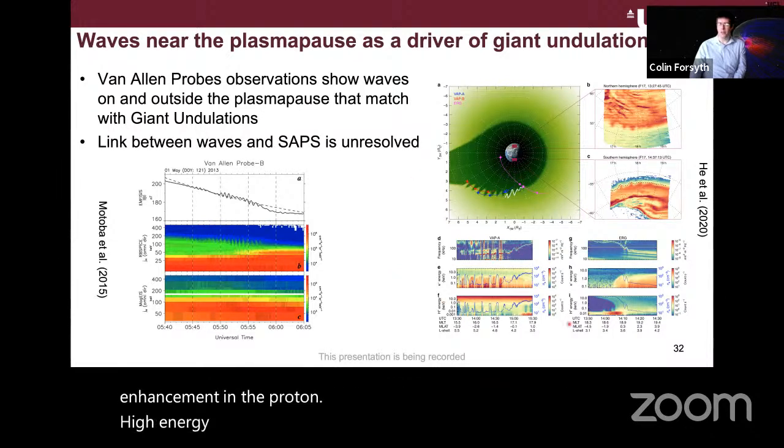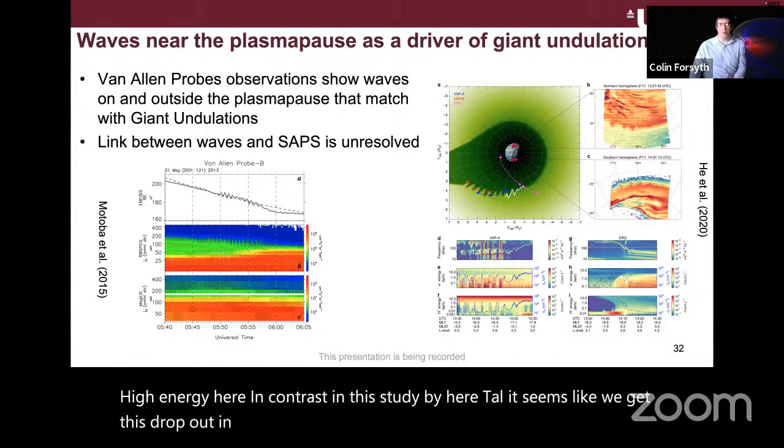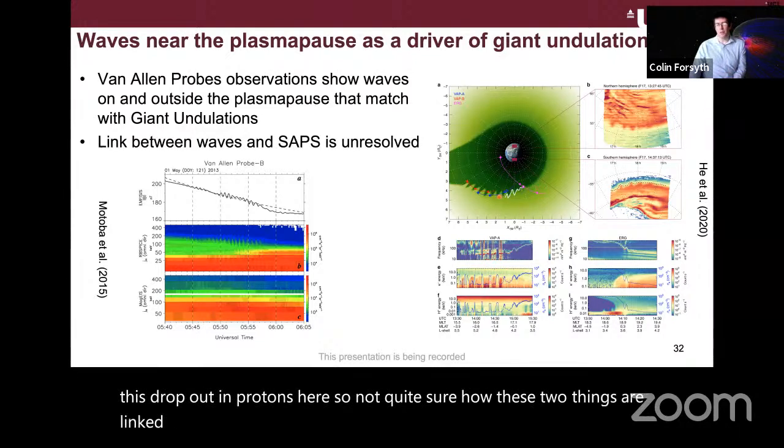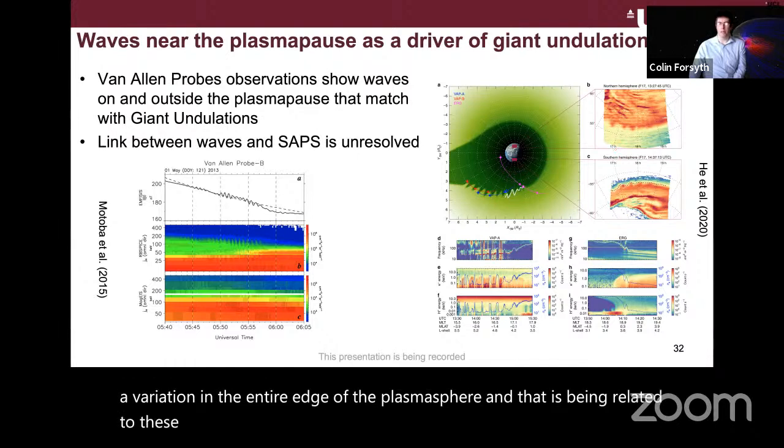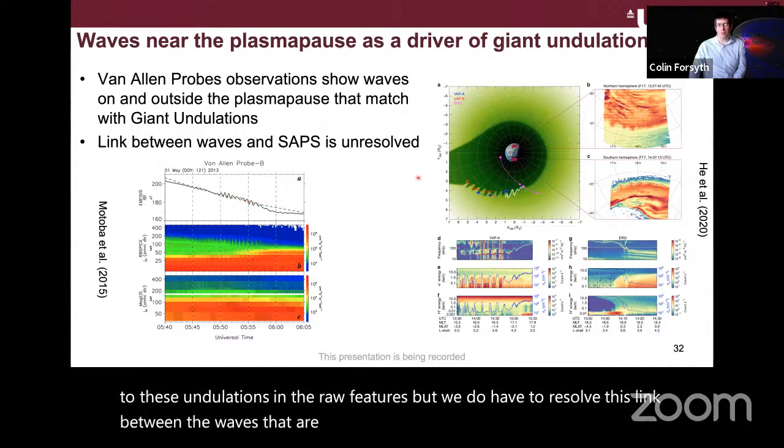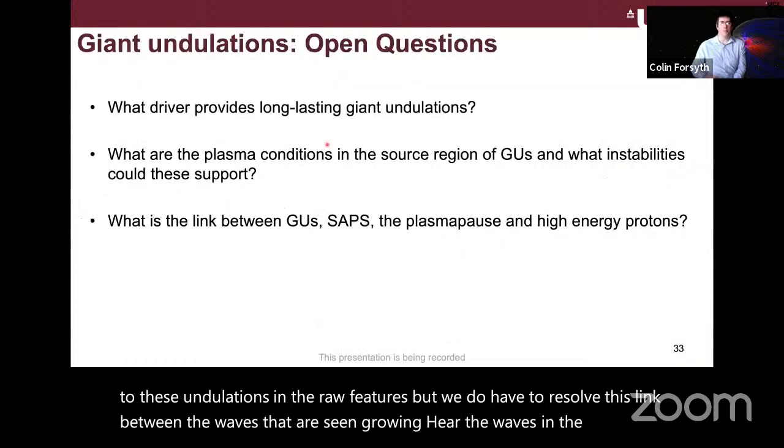In contrast, in this study by He et al., it seems like we get this dropout in protons here. So we're not quite sure how these two things are linked together, but we do think that we're seeing a variation, possibly even a variation in the entire edge of the plasmasphere, and that is being related to these undulations in the auroral features. But we do have to resolve this link between the waves that are seen growing here, the waves in the aurora, and these SAPS processes.